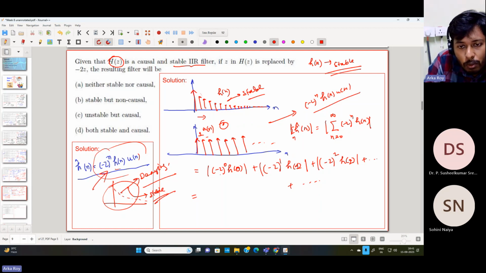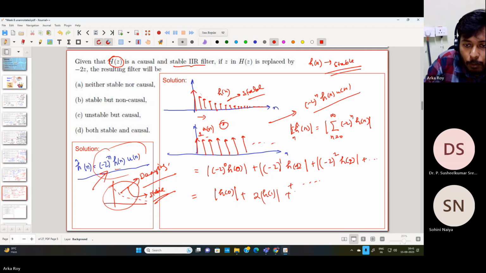And here also I can just show you another representation. So it will be 2, then h of 1. And because 2 is basically a number, I can just write it out from the mod part. And again, it will be 4, then h2, and then it will go on.